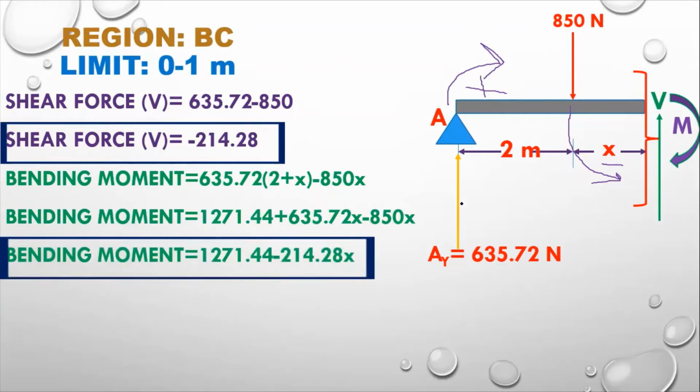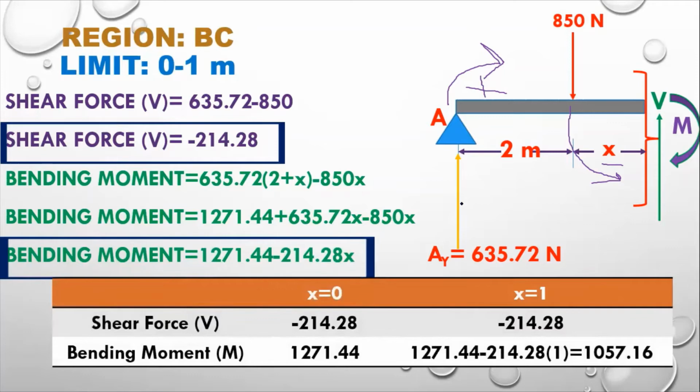Now we have to put the values x equals 0 and x equals 1 meter in the shear force and bending moment equations. So here is the table. When I put x equals 0 and x equals 1 in the shear force equation, the value comes out to be minus 214.28, minus 214.28. And for the bending moment, the value at x equals 0 comes out to be 1271.44. And when I put 1 in the bending moment equation, the answer is 1271.44 minus 214.28 into 1. So the answer comes out to be 1057.16.